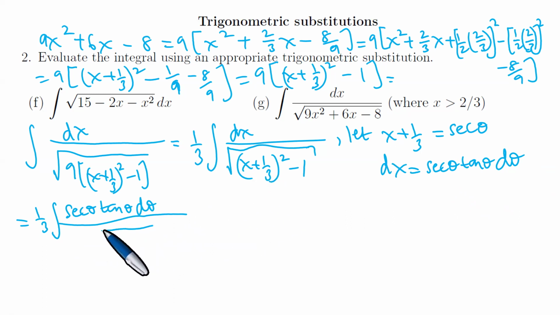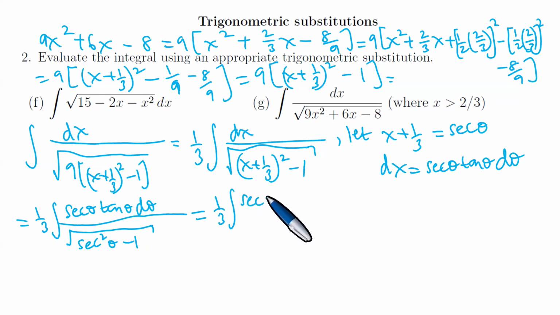Now you come to the bottom. So you have the x plus 1/3, which is sec. So this thing is going to be exactly sec squared theta minus 1. Why did you not put anything here? Here we put the square root of this number of 1. But the square root of 1 is 1. Okay. So you get this. At this point, this is 1/3 the integral of sec tan d theta. And then you divide by the square root of this.